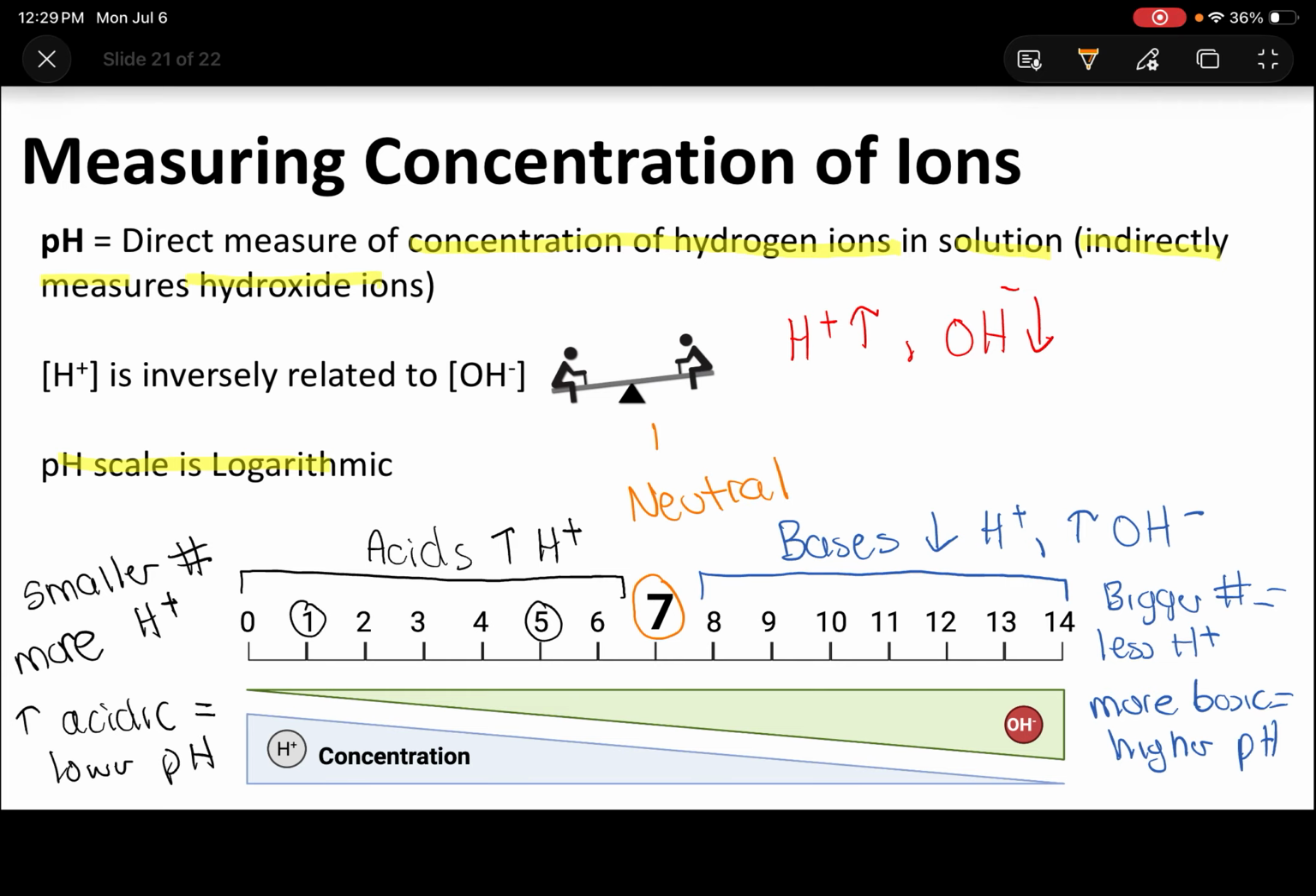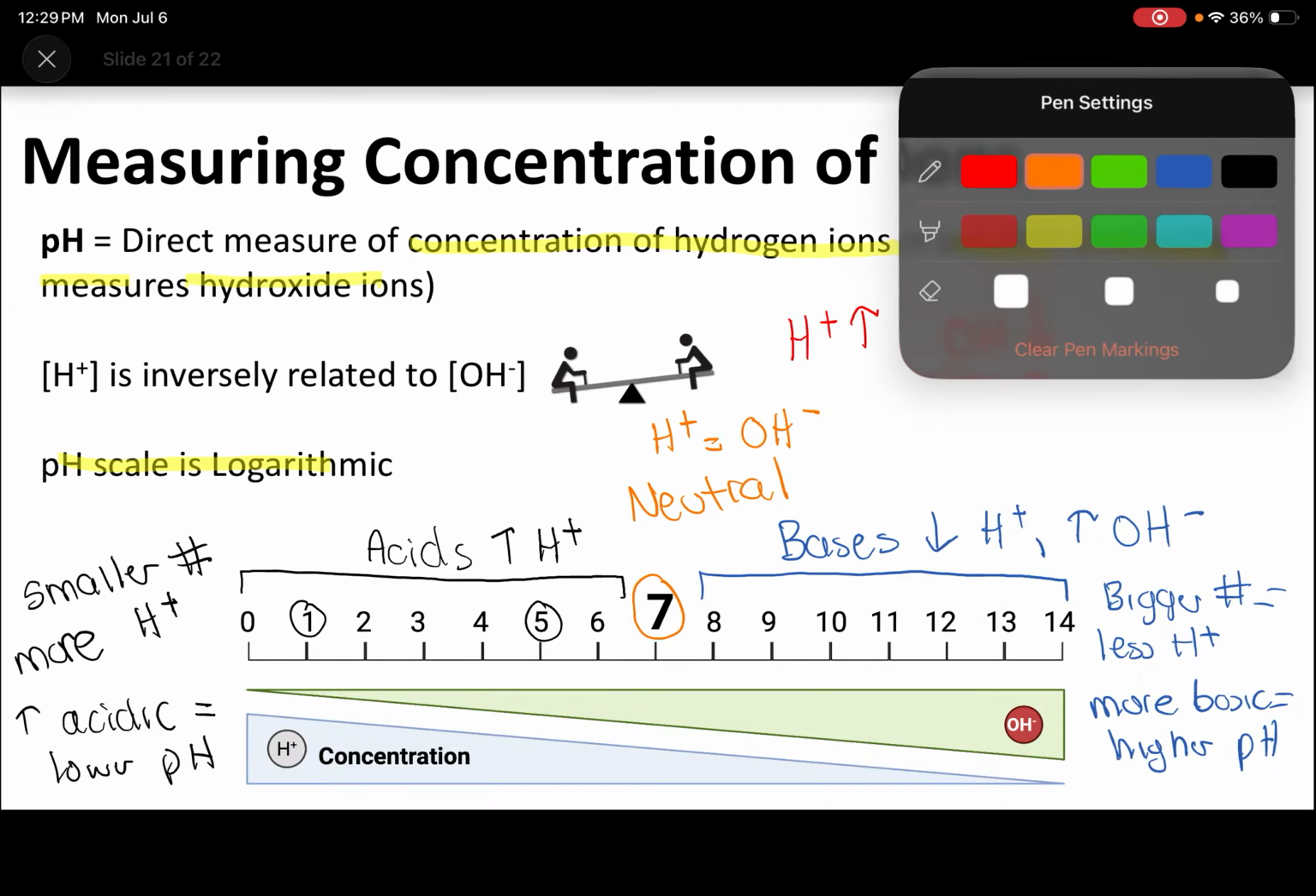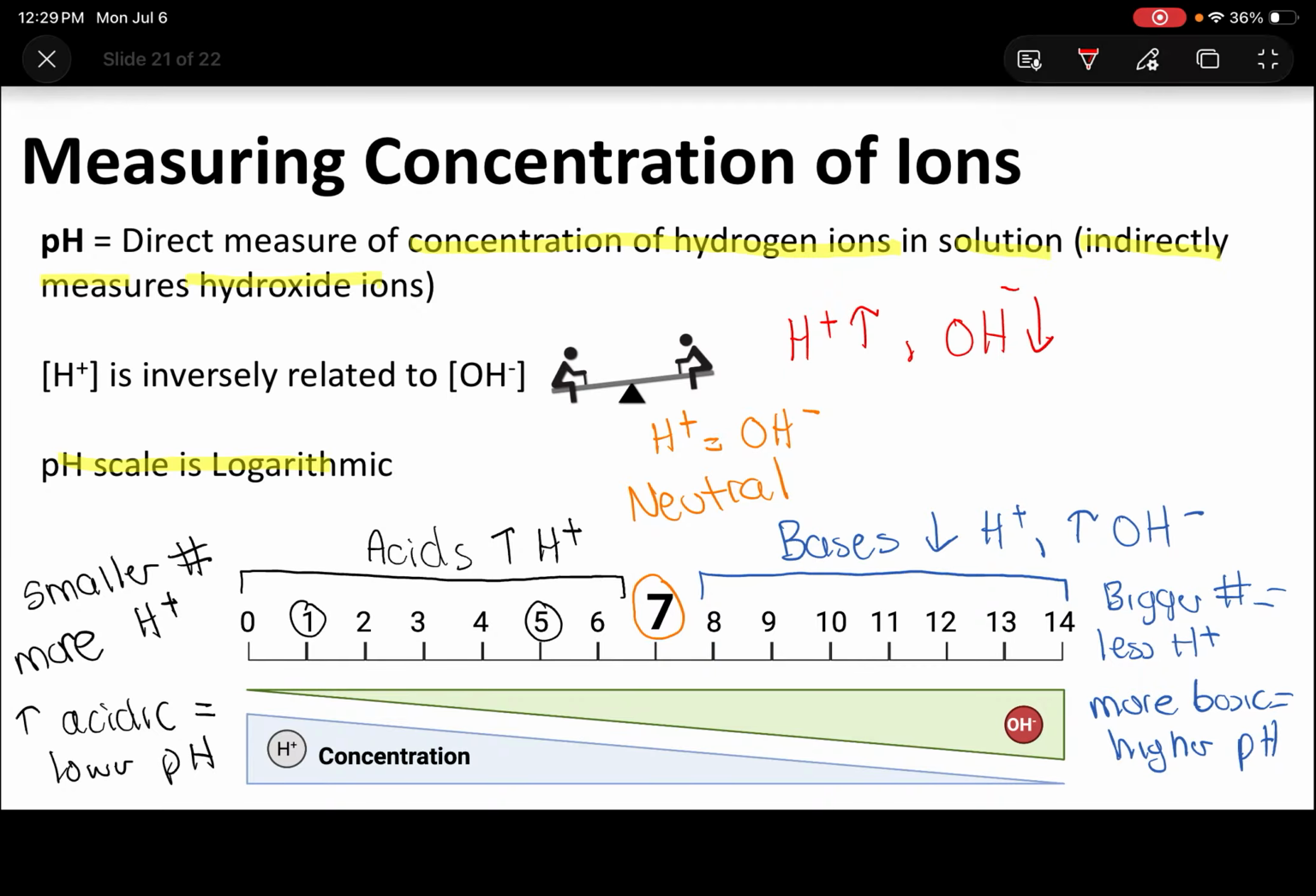At neutral, the number of hydrogen ions is equal to the number of hydroxide ions. So we call that neutral. Finally, with this pH scale, I want to point out something about it, and that is it is logarithmic. This just means that each step on the pH scale is 10 times more or less than the previous step.